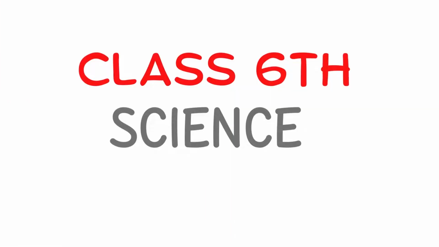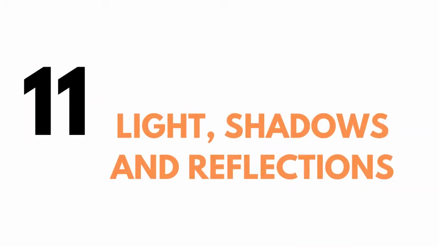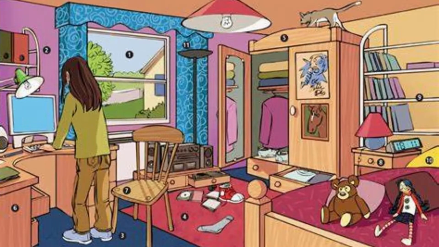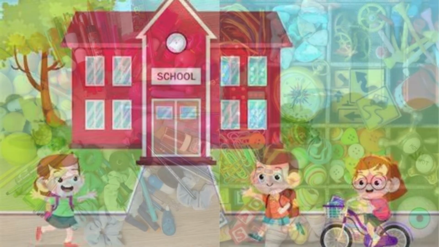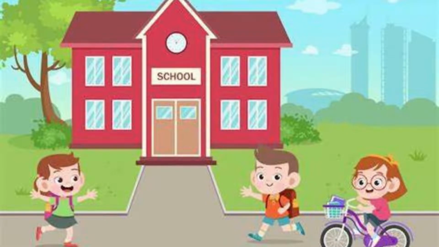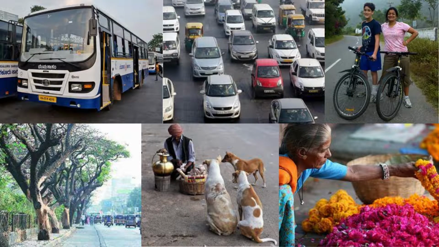Welcome to class 6 science. Chapter 11, light, shadows and reflections. We see so many objects around us, colorful and different. On the way to school, we see things like buses, cars, cycles, trees, animals, sometimes flowers.